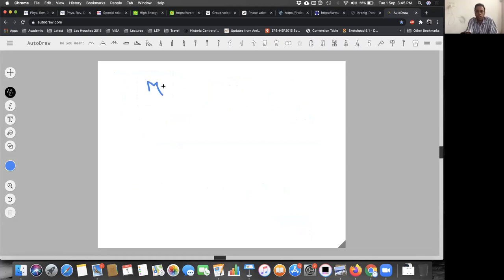Any arbitrary 2 by 2 matrix you can write in this way: A0 times identity plus A1 times sigma 1 plus A2 times sigma 2 plus A3 times sigma 3.